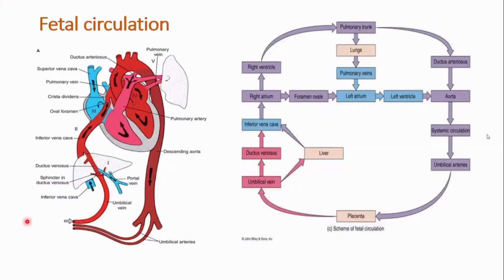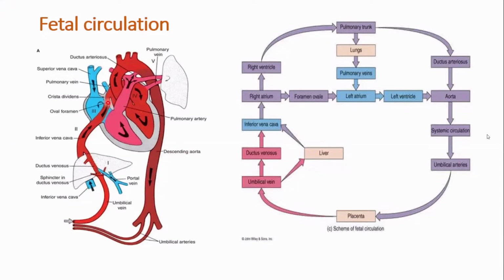The baby receives blood from the placenta via the umbilical vein. From the ductus venosus, it goes into the inferior vena cava. And from the inferior vena cava, it won't get mixed much in the right atrium. A little bit of mixing will be there, but this oxygenated blood will be diverted directly into the left atrium via the foramen ovale.